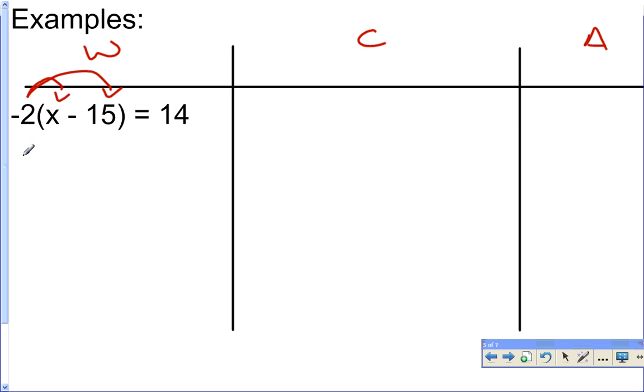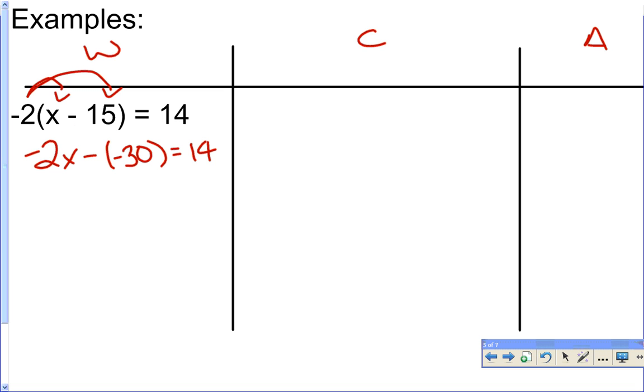-2 times x is -2x. Let's bring down the minus sign. -2 times 15 is -30 equals 14. Going back to my very scientific and technical math jargon, does that look goofy? Well, it looks goofy to me.